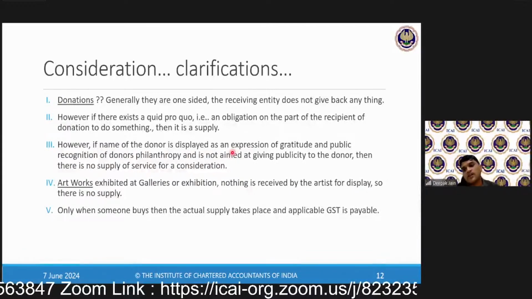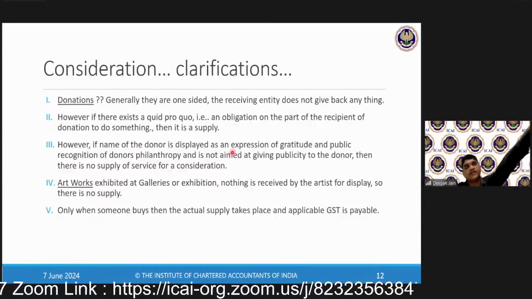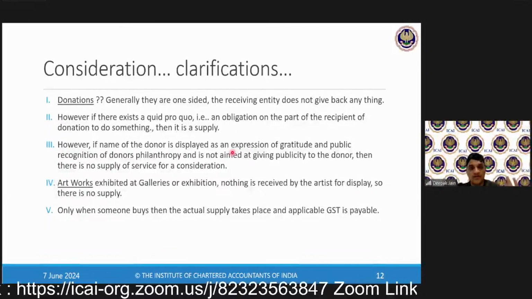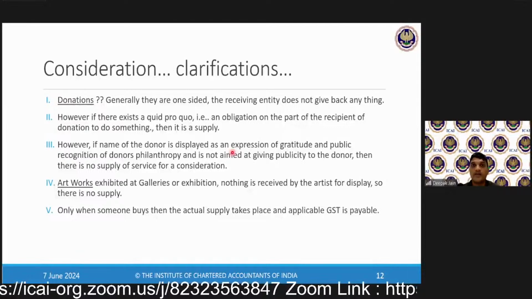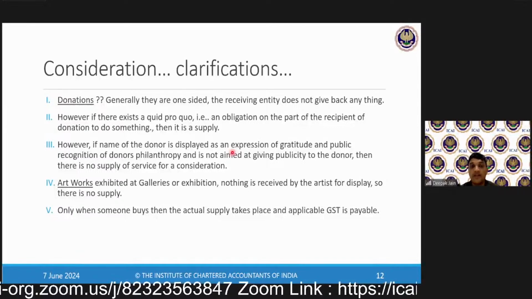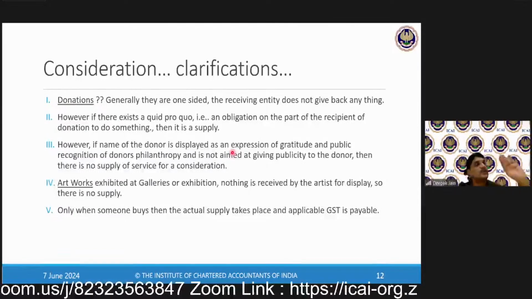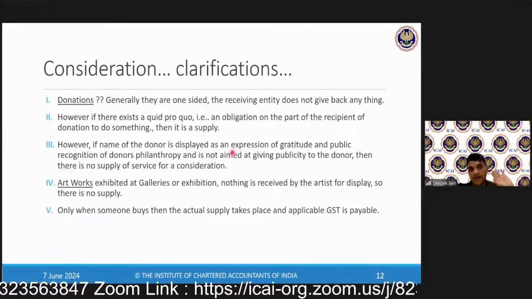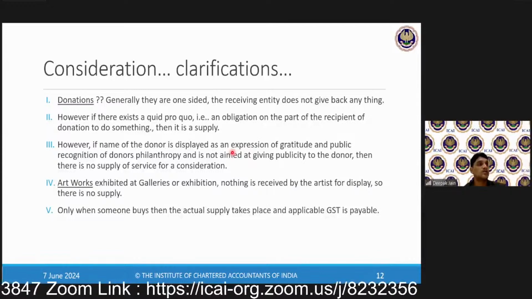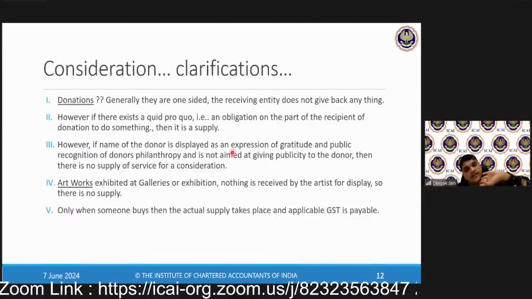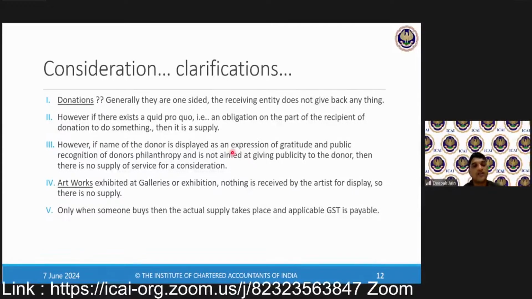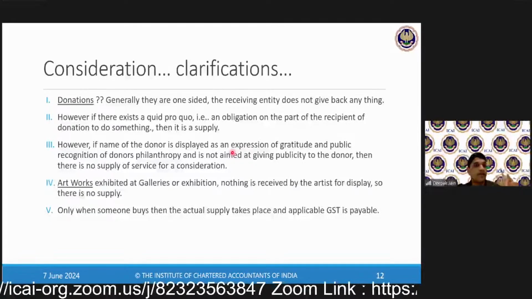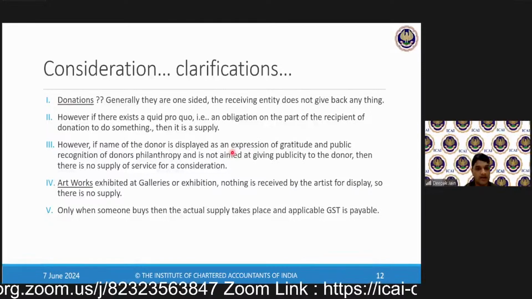No. For the artist, nothing is received just by exhibiting it. So when he is just exhibiting it, nothing is received. So there is no supply. Only when somebody buys them, then there is an actual supply. So just display is window shopping, right? He is displaying there so that somebody can see it, like it, and buy it. So the artist is not getting any consideration. So on the artworks display, there is no supply. Only when somebody buys, there will be a supply. Okay.